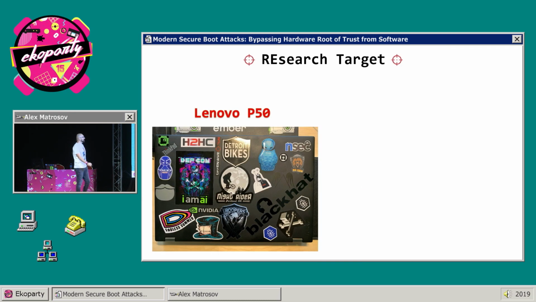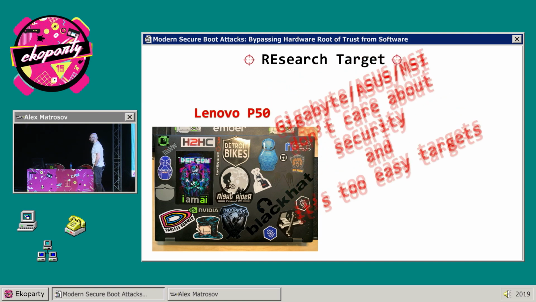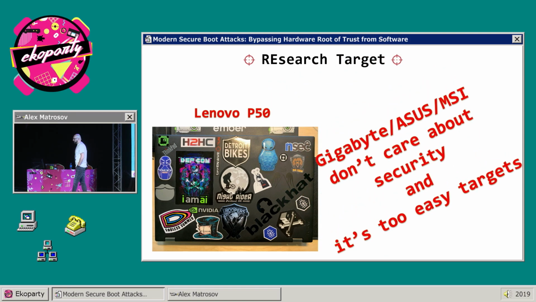For the target of this research, I took a Lenovo P50 laptop. Before, I was mostly targeting Gigabyte, ASUS, and MSI, so no more baby targets. I took a serious enterprise laptop to prove it has a lot of issues too.